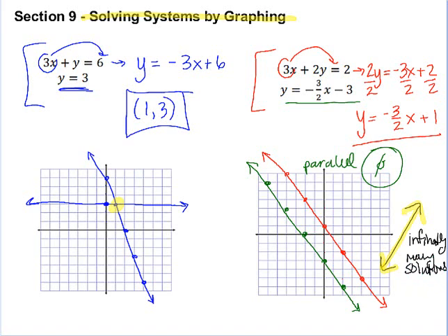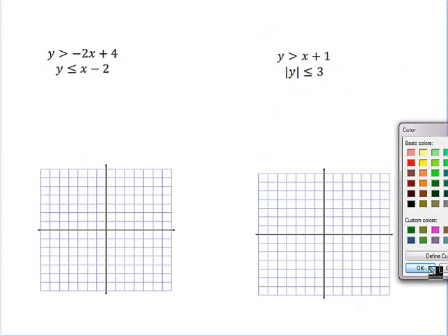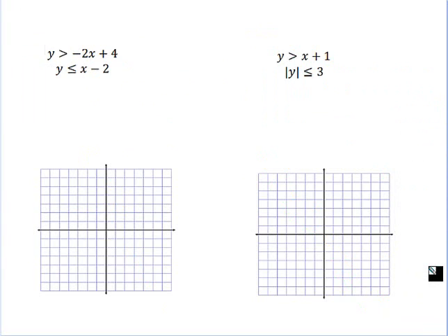We can also solve systems of inequalities by graphing, and it's really doing the same idea as what we just were talking about. So here's our two equations. Y is greater than negative 2x plus 4, and y is less than or equal to x minus 2. We want to make sure they're both in slope-intercept form, which they are.